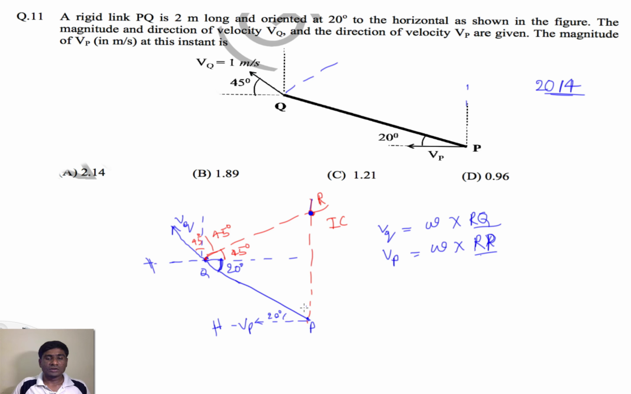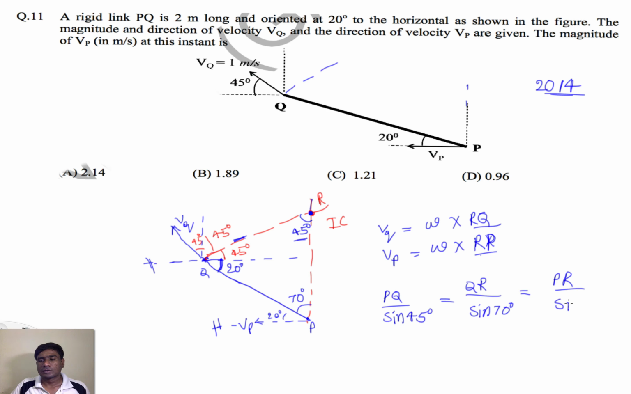This is 45 and 20 degrees. So what is this angle? Total is 90 degrees minus 20, so it is 70 degrees. Here already 65 degrees. So here the angle becomes 45 degrees. And if you apply the sine rule, PQ by sine 45 degrees, since PQ is the side and the angle opposite to PQ is this 45 degrees, the angle made at point R, equals QR by sine 70 degrees, the opposite angle of side QR, equals PR by sine 65 degrees.